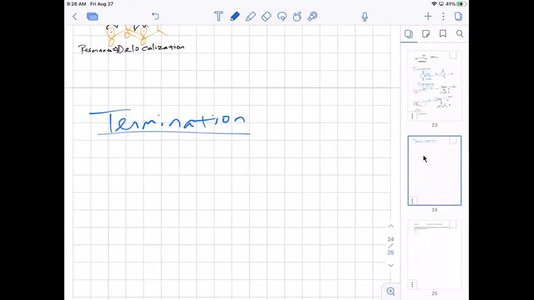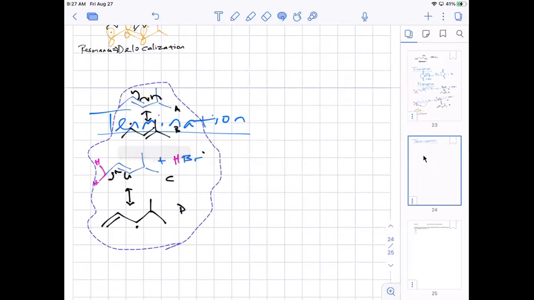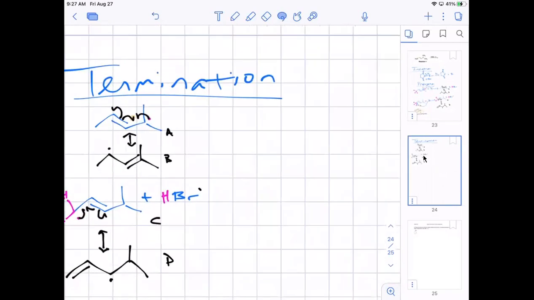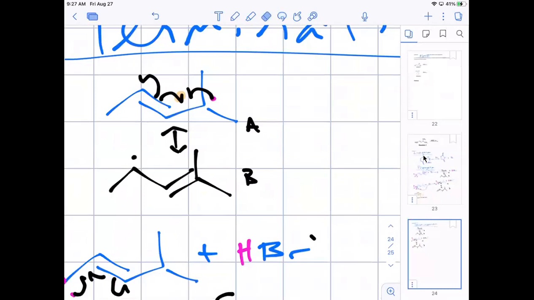You're taking the radicals that you made in propagation and you are combining them with bromine to get your product, because that's the goal of the reaction, to put bromine at the allylic site. Is that right? That's why we call it allylic bromination, because we want to take the allylic radical and convert it into an alkyl halide.